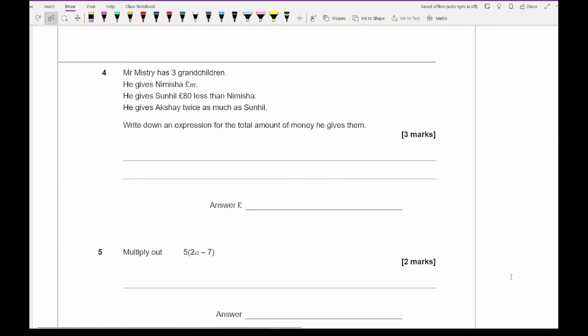Then moving on to question 4, it says that Mr Mystery has 3 grandchildren. He gives Namisha £M, he gives Sunil £80 less than Namisha, and also gives Akshay twice as much as Sunil. Write down an expression for the total amount of money he gives them. So again, what you need to do here is write down each of these situations separately in terms of M. So Namisha is going to be M, Sunil is going to be 80 less, so that's going to be M minus 80. And Akshay's got twice as much as Sunil, which is the second one. So that's going to be 2 bracket M minus 80.